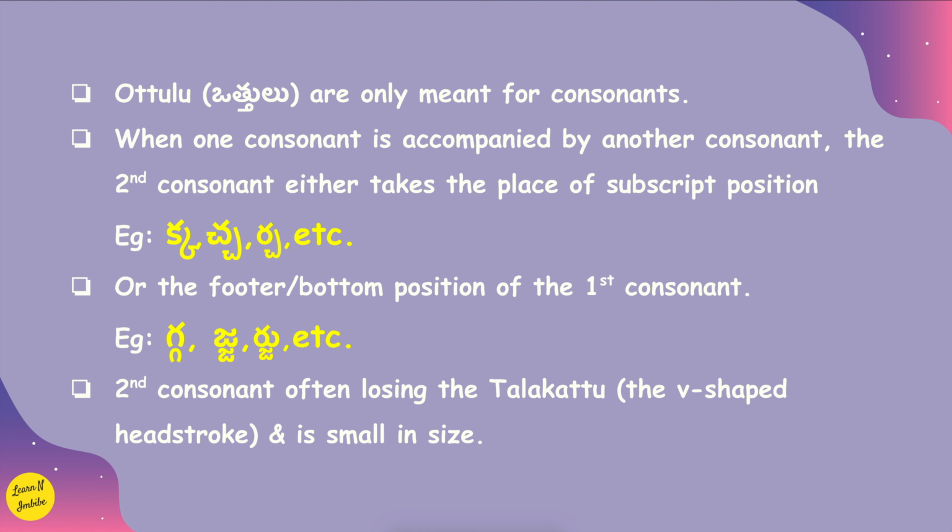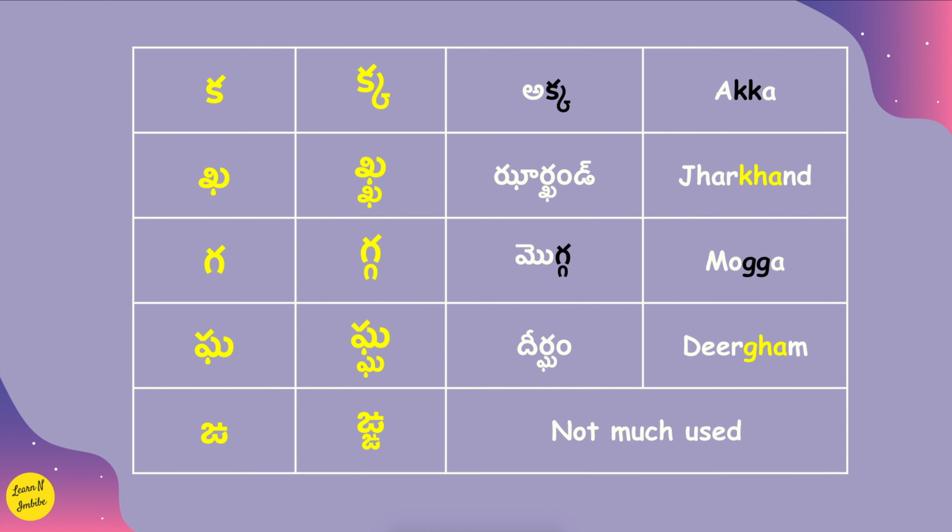So let's see with some examples. Akka, which means a sister. The letters highlighted in black indicate that the first and the second consonant belong to the same consonant family. Here, they belong to the same ka family. That is why the word takes two same letters, K and K, side by side.